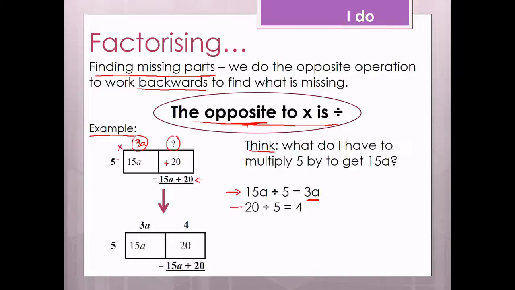Watching again, if I start with 20, and I divide by 5, that will give me 4, because that's the number that's going to go up the top there. So here's my answer, 3a plus 4 inside the brackets. And what would be good is if we actually then wrote down the factorised form of that, which is 5 outside of 3a plus 4.